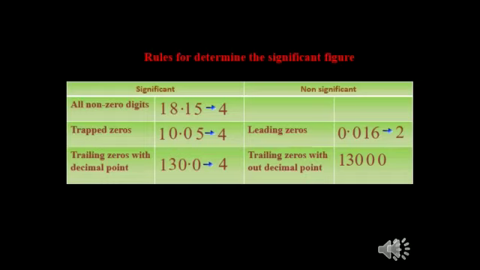The trailing zeros are not significant if the decimal point is not existing. For example, 13,000. Here 1 and 3 both are non-zero digits, so these are significant. But this 0 and this 0 are not significant since decimal point is not existing. Hence, significant figure in this case is 2.